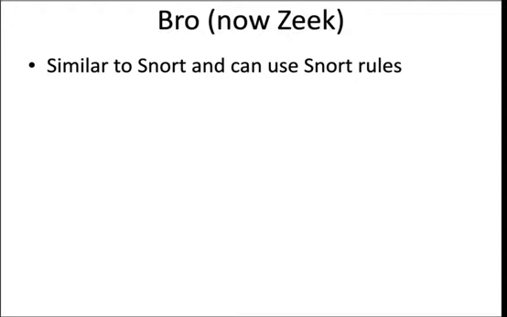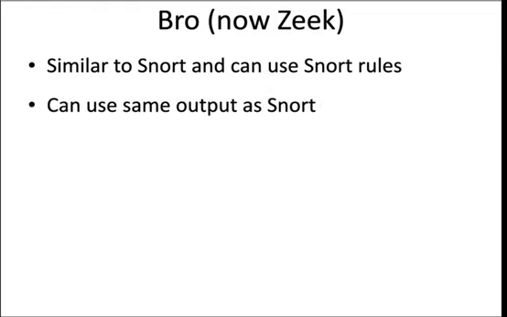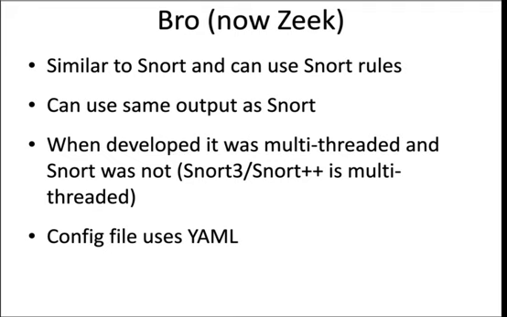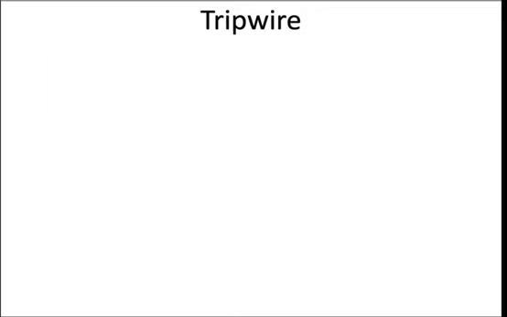There's something called Bro. It was called Bro originally. It's now called Zeek. It is similar to Snort, and it can also use the Snort rule sets. It can also use the same output as Snort. It uses YAML as well. And obviously, what I have here is not related to Bro. I'll have to go back and correct that.